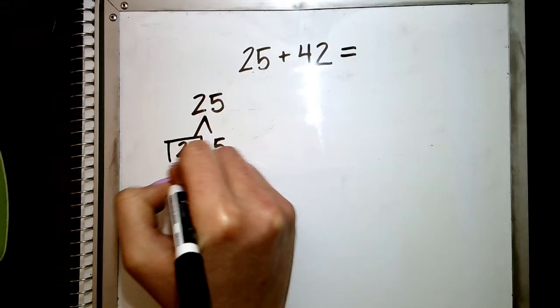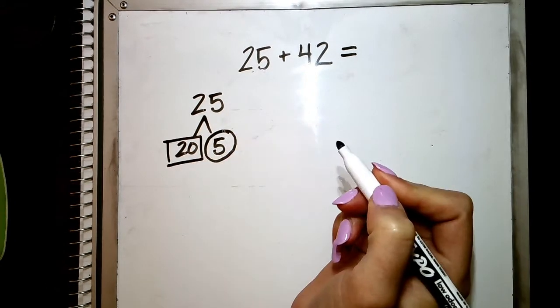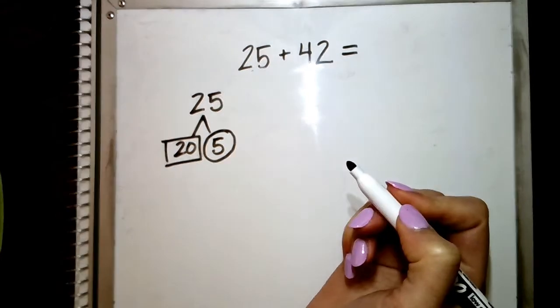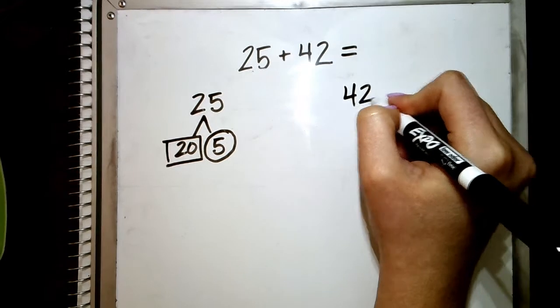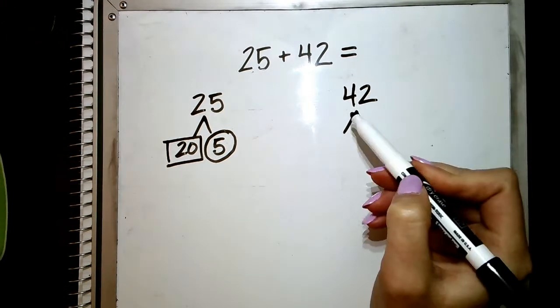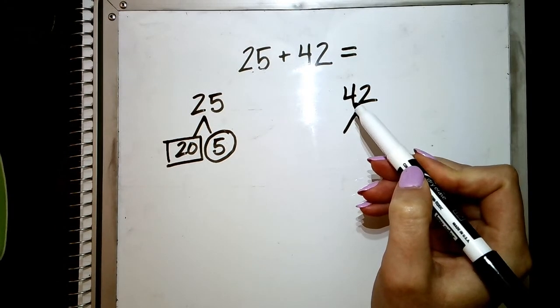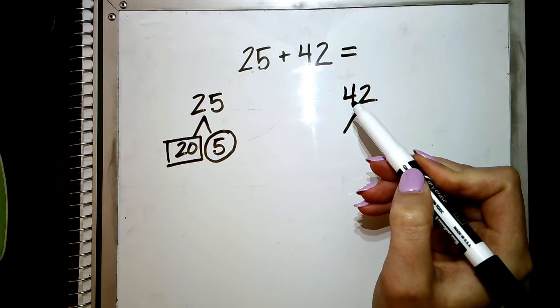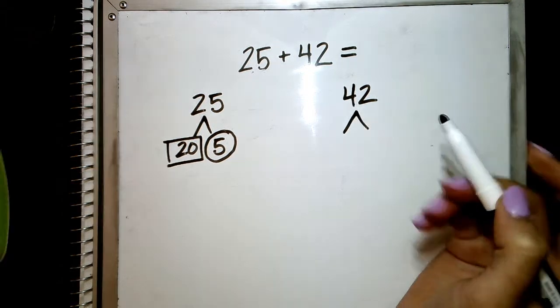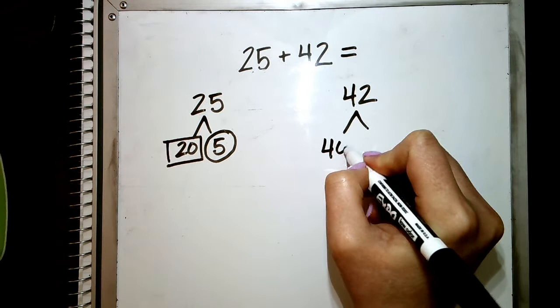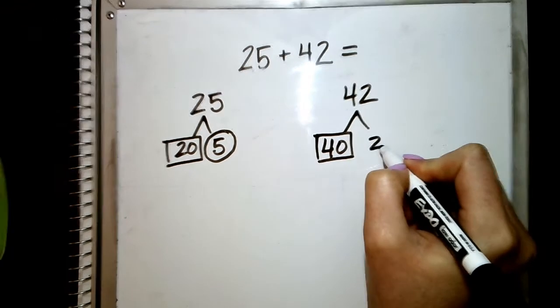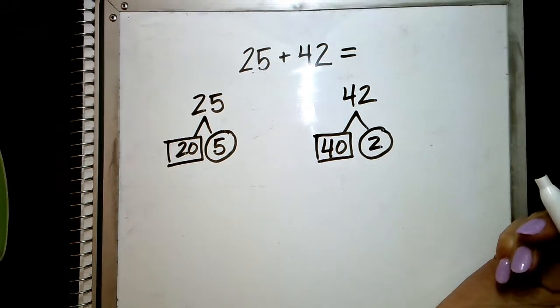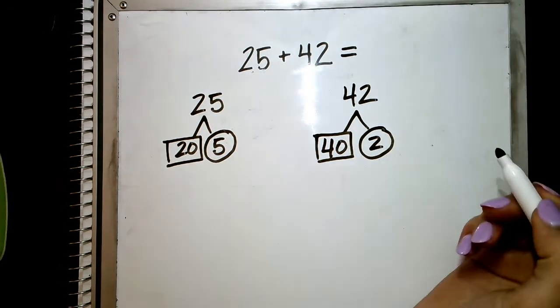I like to make my boxes and my circles. That kind of helps me keep my 10s and my 1s separated. Now we're going to do the same thing for 42. Again, that 4 is not actually 4. That 4 represents 4 groups of 10, and 4 groups of 10 is 40. And then we have our 2 ones. So that's your first step, is to split them into their 10s and 1s.